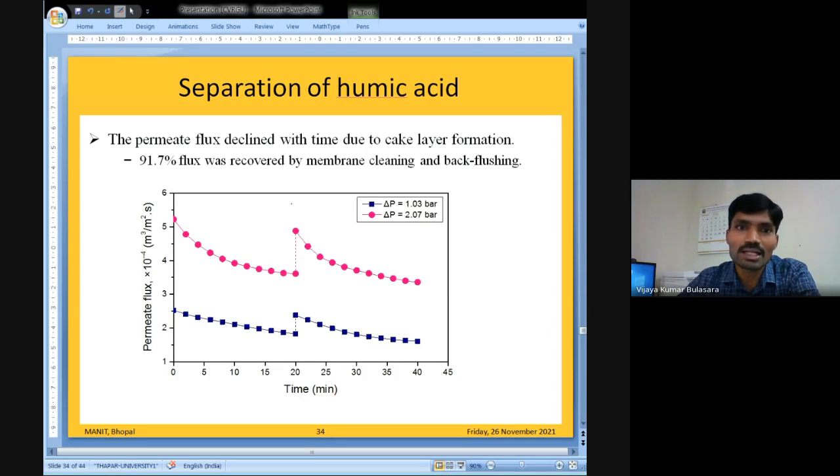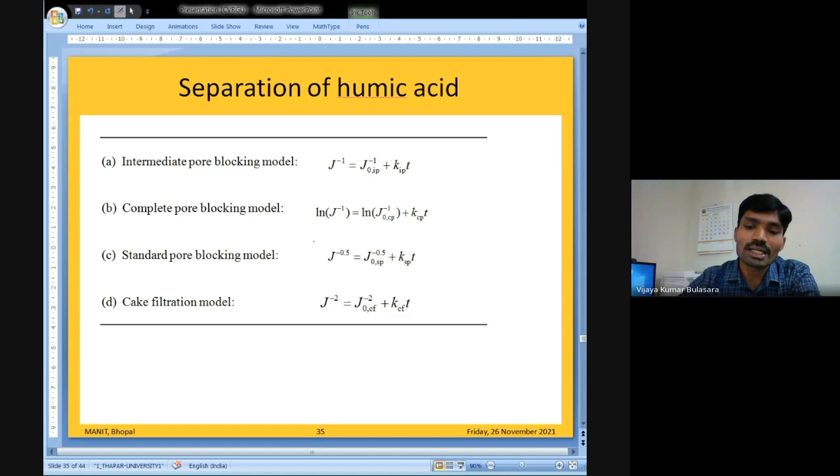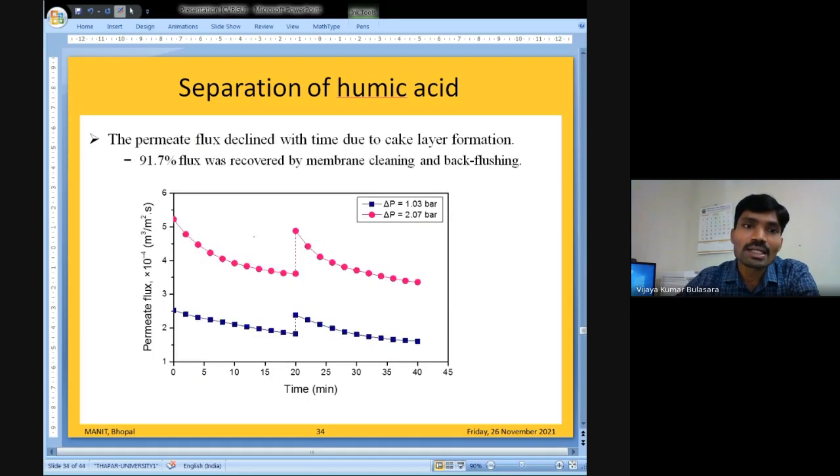So that is one advantage of flat type ceramic membranes compared to the tubular membranes. That means we can recover the initial flux by regenerating the membrane. Regeneration of the membrane is easy in the case of flat type membranes as compared to tubular membranes.